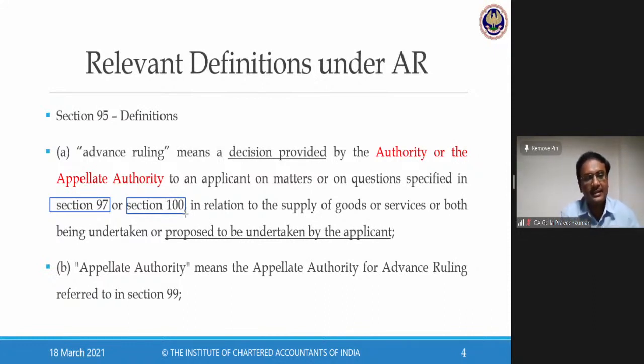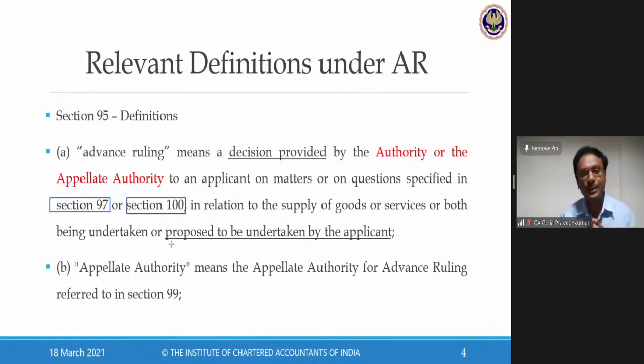Now, this definition says that if either of these two, the original authority or the appellate authority, has pronounced their ruling or decision in relation to the question we have asked, that is called an advance ruling. There are two bodies we need to keep in mind. One is the authority appointed under these provisions. Second is the appellate authority, meaning the appellate authority for advance ruling. It is a higher forum where there is a dispute, where there is a debate. Why will there be a debate?